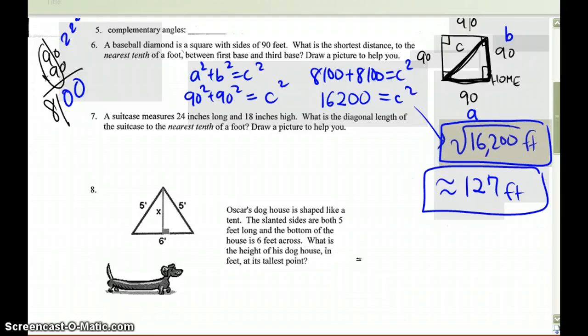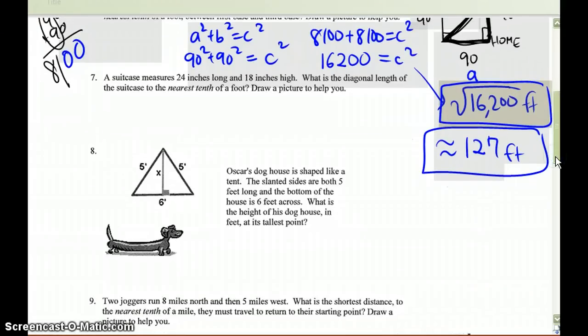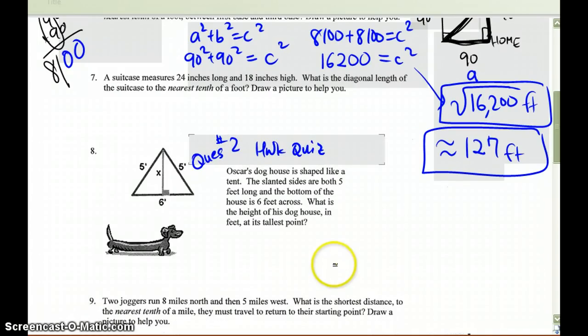I'm going to skip down to number 8. Here we have a picture where there's Oscar's little doghouse, and we are looking for the height of the doghouse. This is similar to question number 2 in the little homework quiz we took today. So to find the height of the house, okay, we only need to look at a section of his house, this right triangle right here.